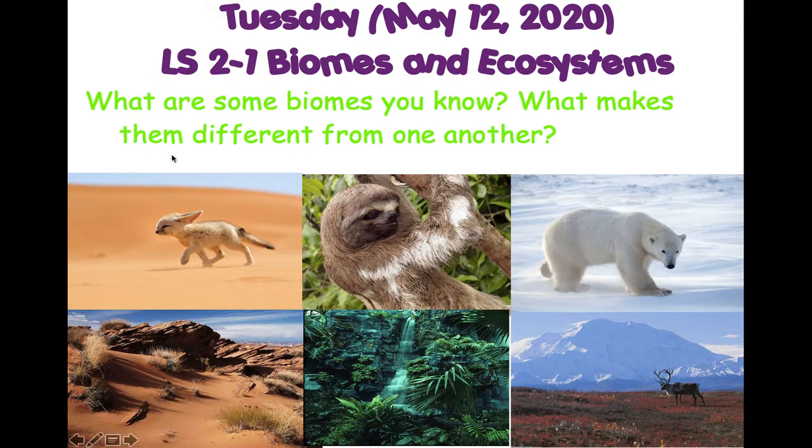So, if you said desert for the first one, rainforest for the second one, and tundra for the third one, you would be correct. And when we talk about each of these biomes, we need to look at the biotic, so the plants and animals that live there, and the abiotic, which are the precipitation and temperature and water quality and stuff like that, because that would help define what the biome is.